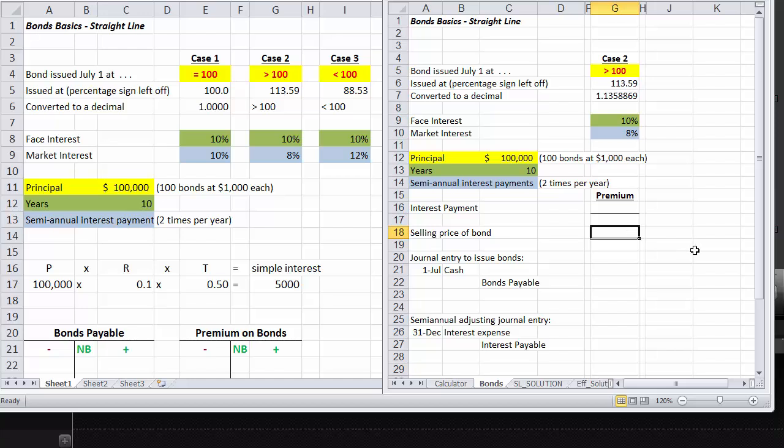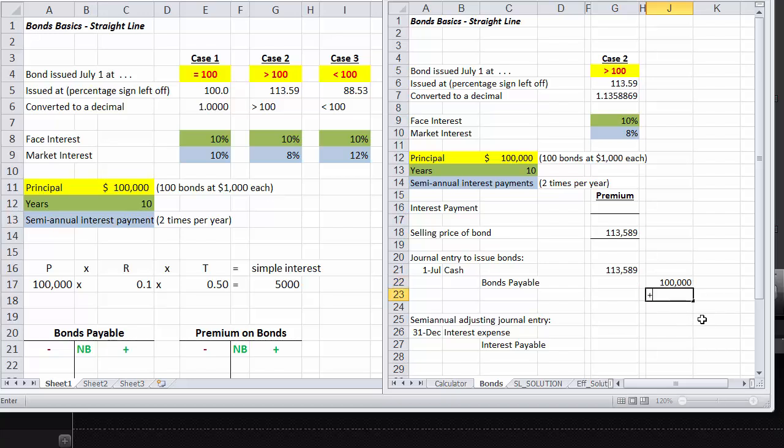So the first thing we're going to do is figure out the selling price. So what you'll do is you'll take the 1.135 number, multiply that by your principal. And what that basically means is we will issue these bonds for $113,589. So what that means is we are going to receive cash. So we're going to debit cash for $113,589. We are going to credit bonds payable for the amount of the face. So that's the principal amount, so that $100,000.